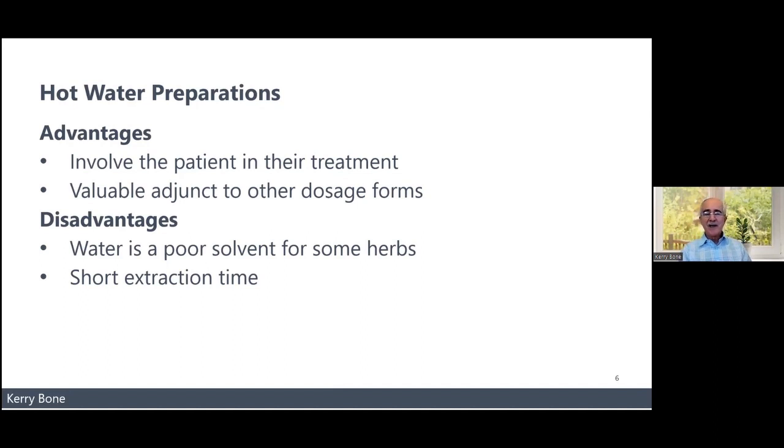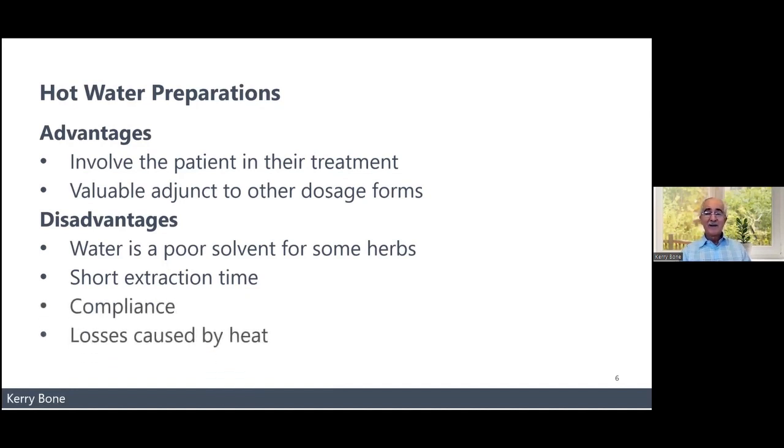If we look at an example, some patients say, I'm growing echinacea and I'm digging out the root and making a tea out of the root. And I say, don't waste your time, because those alkylamides just aren't going to work that way. You have a relatively short extraction time, so you're certainly not getting the kind of efficient extraction you would get with maceration or percolation.